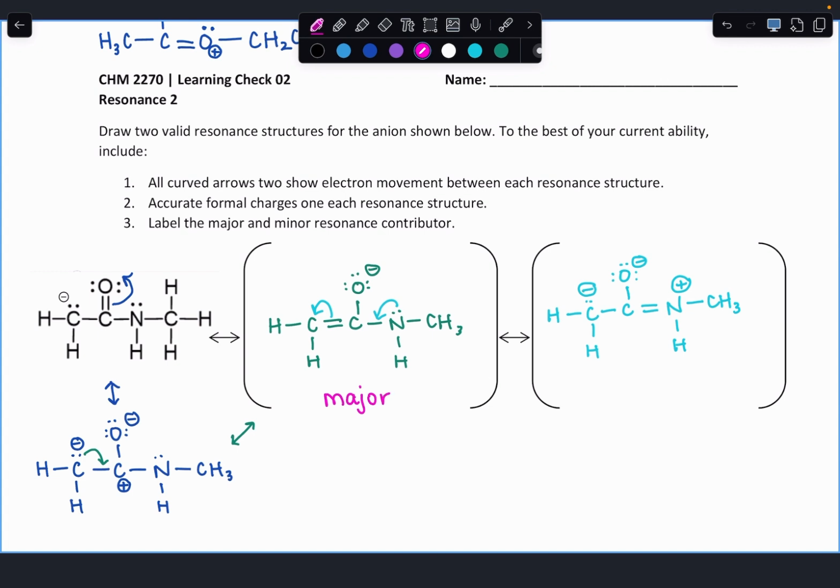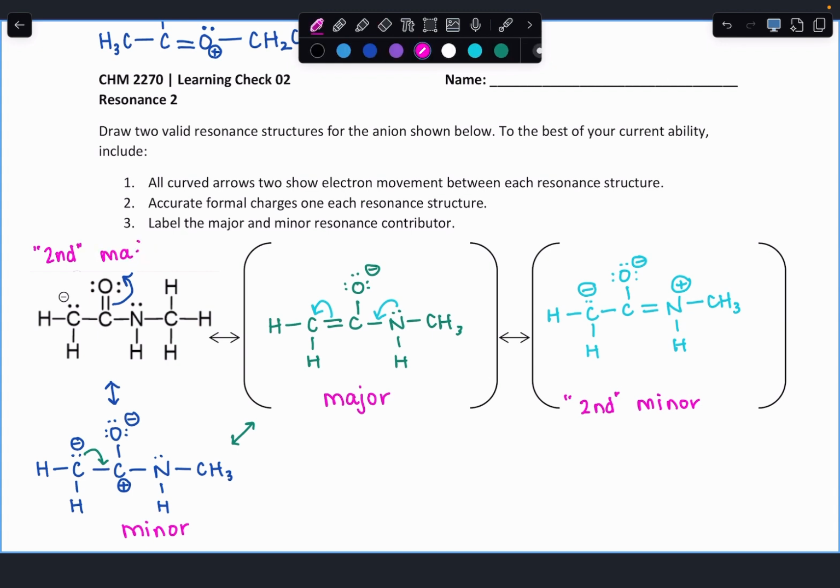And then the most minor would be the open shell one, the one I drew down in the bottom. But this would be second minor, I guess, more stable than the minor, but less stable than the other two. And then the first one would be second major.